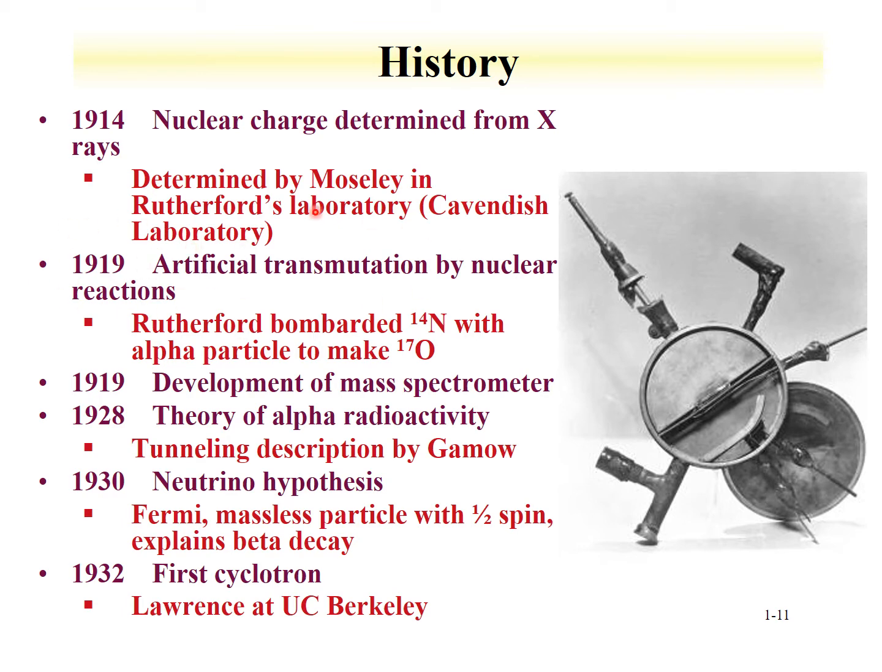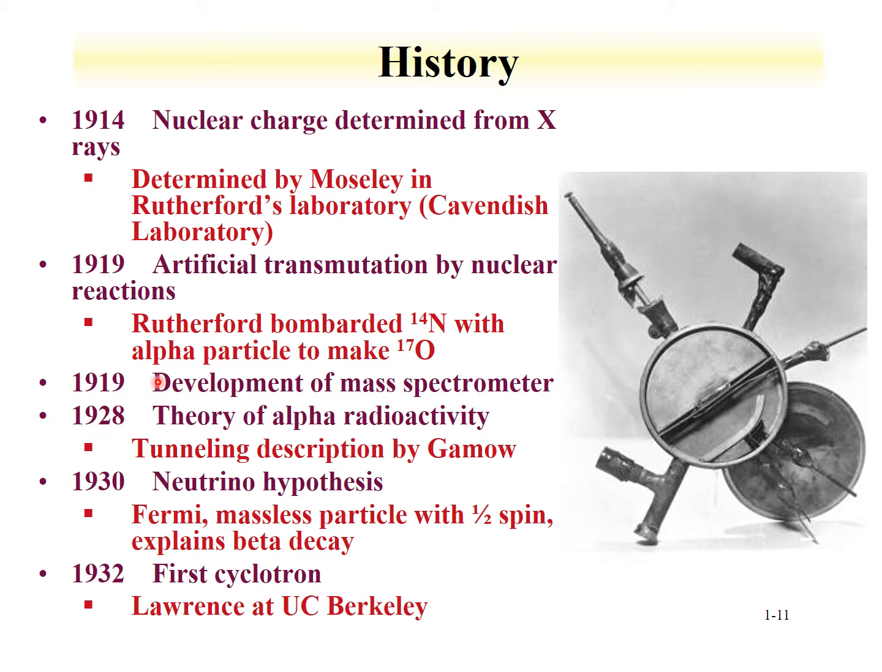1919, artificial transmutation by nuclear reactions was observed. Again, Rutherford bombarded nitrogen-14 with an alpha particle to make oxygen-17. Nitrogen-14 was from the atmosphere, and the alpha particle was from a radioactive source. He just identified that you could have this nuclear reaction occur. So you can see that Rutherford's lab was putting out a lot of great research and great researchers. Also in 1919, the first development of the mass spectrometer.